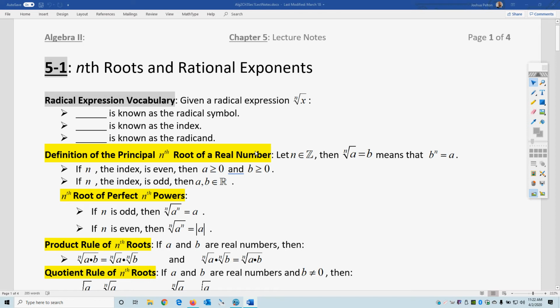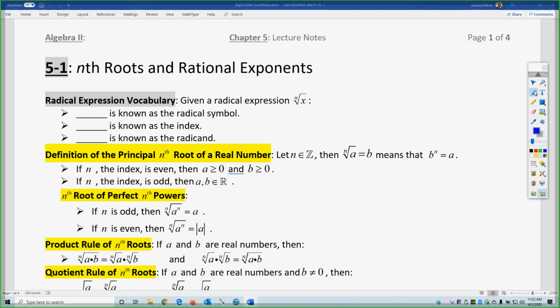If you have the nth root of x, the radical symbol has a little swoosh and a little shelf. The index is n, which tells you which root it is, and the radicand is the thing inside, which you either can take the root of or you can't, because you can't get just a decimal answer.